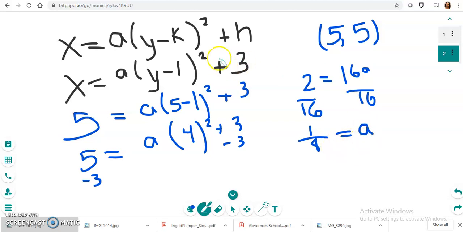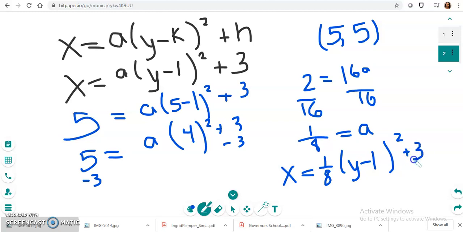I can plug that back into my original, and I get x equals 1/8 times y minus 1 squared plus 3. Those are the two different ways that I can look at a graph and find the equation of a parabola. I hope that this helps.